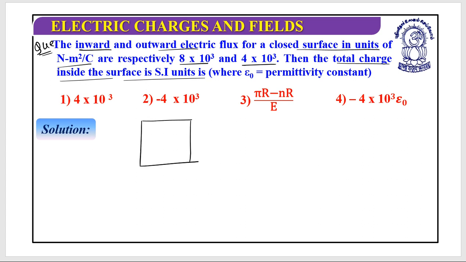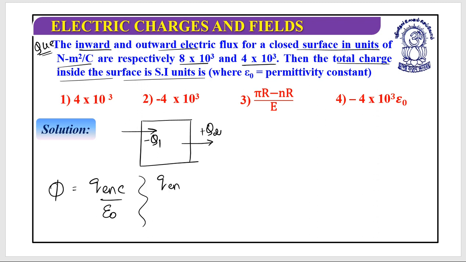Whatever the inward flux is there, it is due to a minus q charge, and whatever the outward flux is there, it is due to plus q charges. Now what I want is the total charge. So flux is equal to q enclosed divided by epsilon naught. So q enclosed is equal to phi multiplied by epsilon naught.